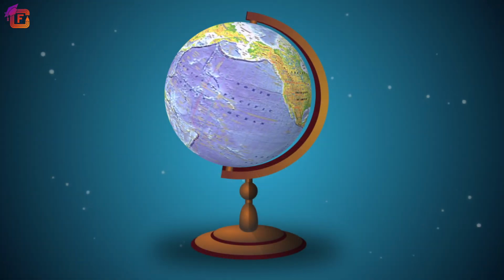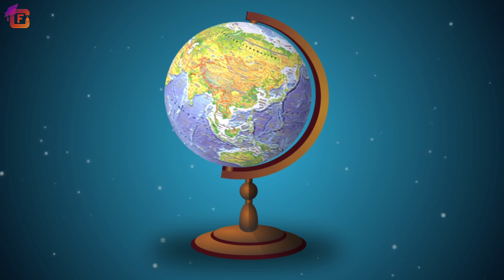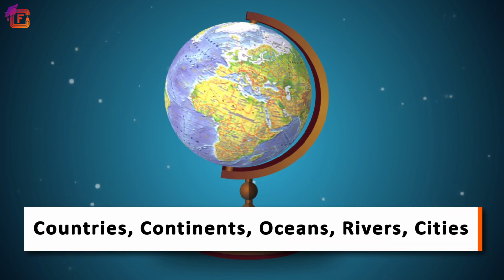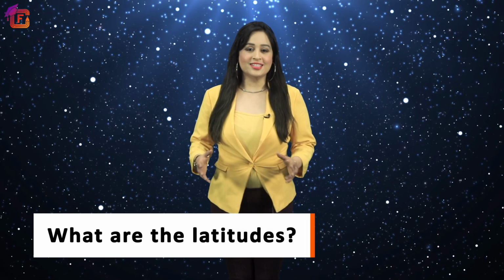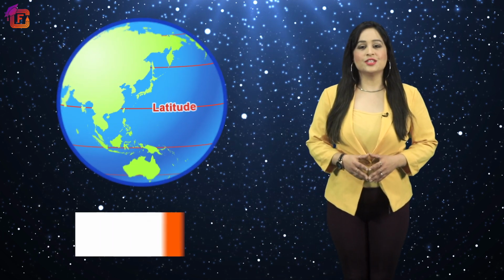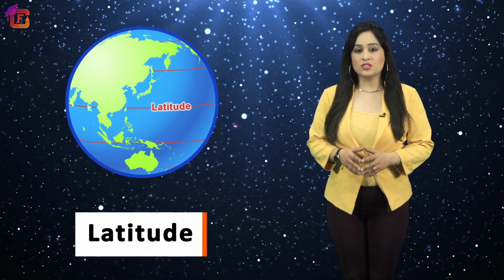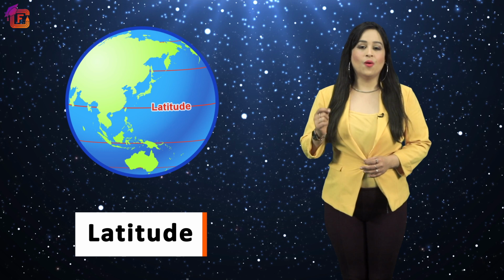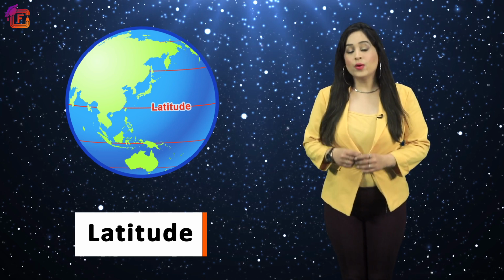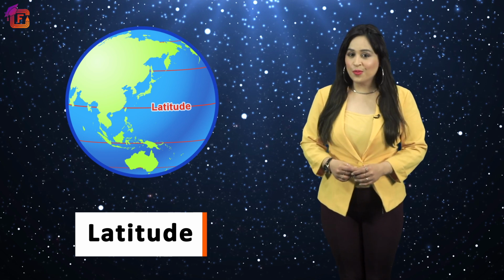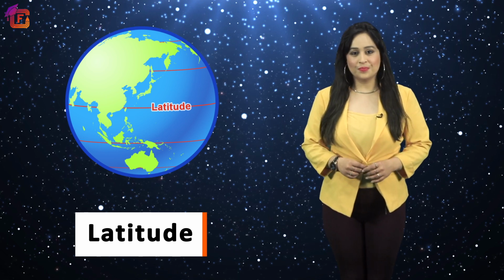In the previous chapter, we have learned about the globe. A globe is in spherical shape. It is a model that locates countries, continents, oceans, rivers, cities. Now, what are the latitudes? Latitude is the measurement of distance through the North Pole or the South Pole. It tells us where we are between the North Pole and the South Pole.